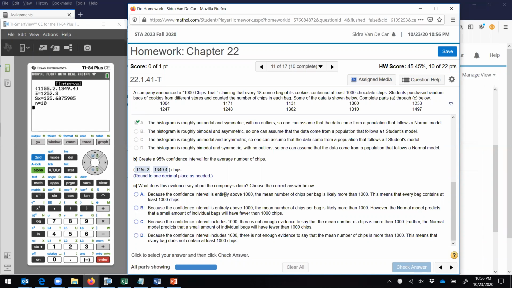All right, so their claim was that it contained 1,000 chips. This is true. What? Oh. Yeah, I'm sorry. I should have gone with this. Right. Remember that with a normal model, you've got a normal distribution, some above and below.